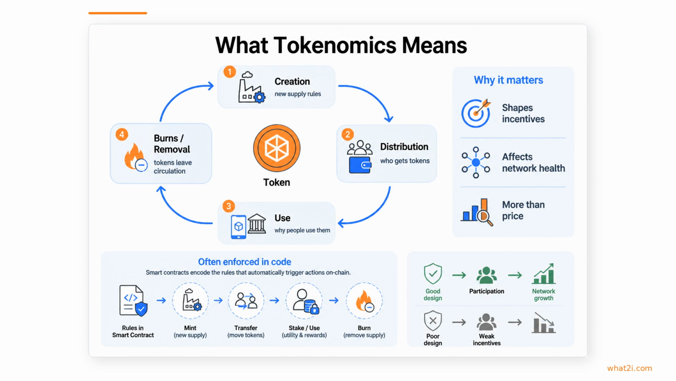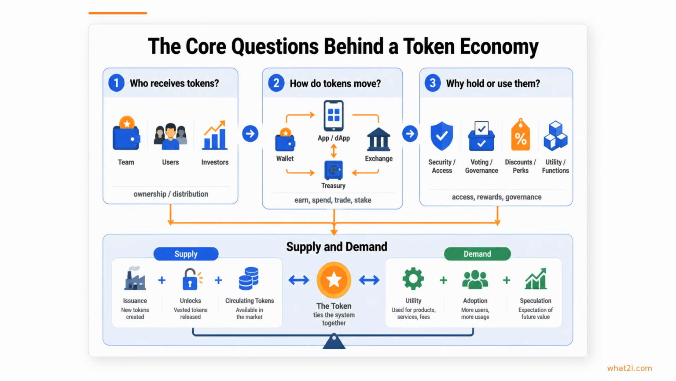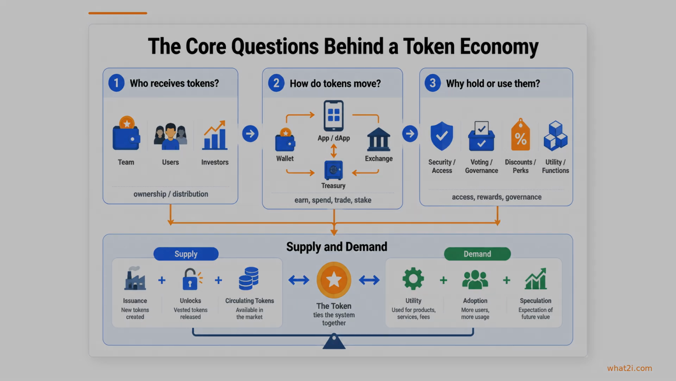In many blockchain systems, those rules aren't just ideas on paper. They're built directly into code and enforced on-chain. Tokenomics becomes much easier to understand when you ask three simple questions: who gets the tokens, how they move through the system, and why anyone would want to hold or use them. Those answers shape the token's supply and demand, which is what ultimately influences how the whole economy functions.